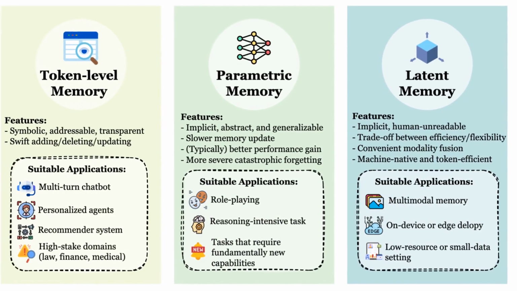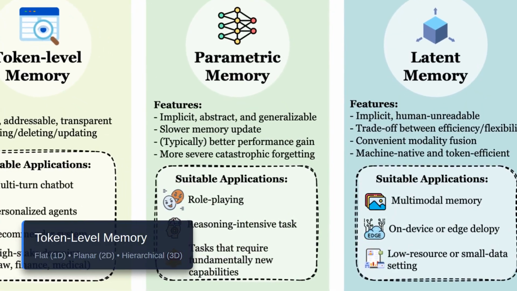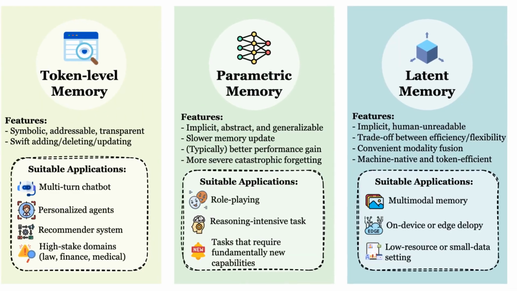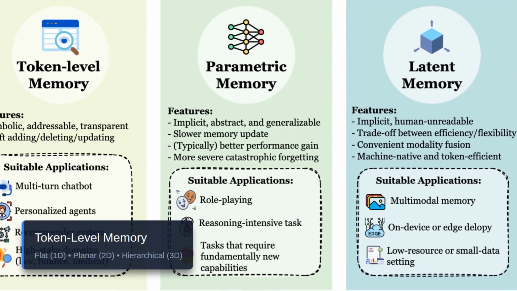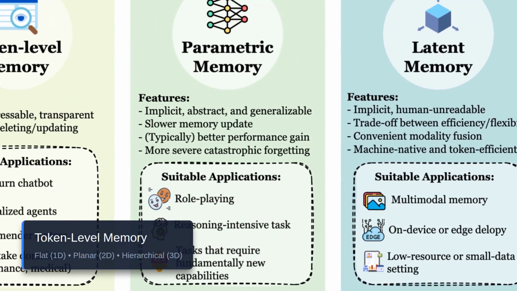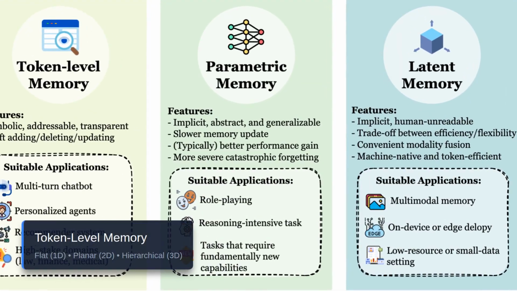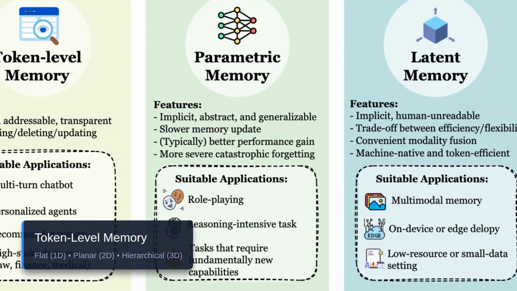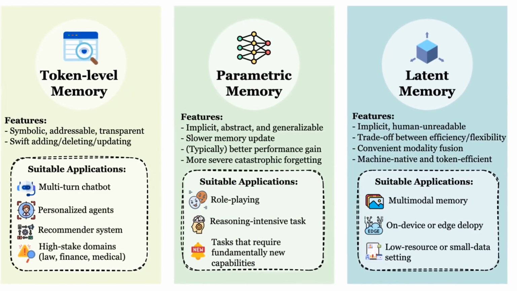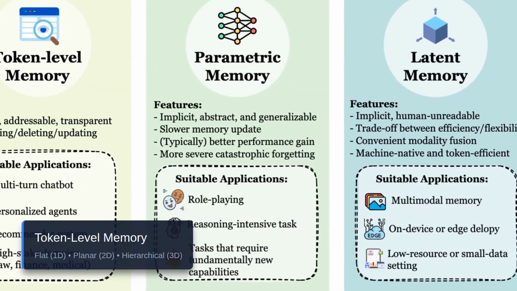Now, the other two forms. Parametric memory stores knowledge inside model weights. It can make behaviors feel like instinct, but it's harder to edit and audit, and it usually requires training or fine-tuning. Latent memory sits in continuous internal representations, like learned memory tokens, embeddings, or reusable hidden states, sometimes persisting across steps. Latent forms can be compact and machine-friendly, but they can also be less interpretable. In practice, many systems combine forms: token-level memory for auditability and latent or parametric mechanisms for efficiency and generalization.